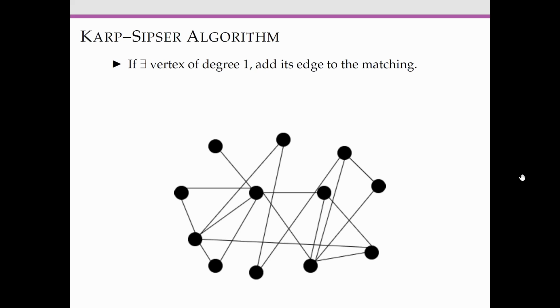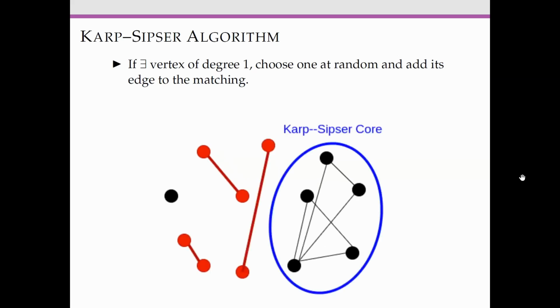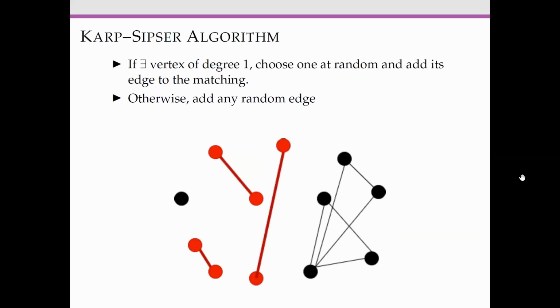It's a pretty natural algorithm. When you're matching vertices and you see a vertex with degree 1, then you should want to match it because there's only one possible option and it might disappear later. So what you do is you just pick a vertex of degree 1, you match it to its neighbor, and you delete both from the graph. And then you repeat this until you're left with only isolated vertices or a component of minimum degree 2, also known as the Karp-Sipser core of the graph. And at this point, you can just start taking edges from the core until you're left with no edges left to match.